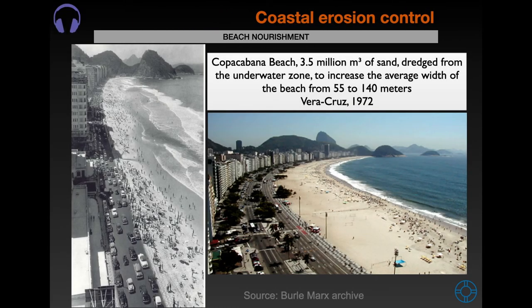And this is an example from Brazil, the world famous Copacabana beach, where 3.5 million cubic meters of sand were dredged from the underwater zone to increase the average width of the beach from 55 to 140 meters. This is nearby home.